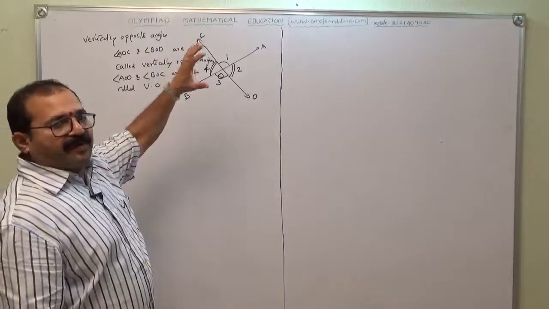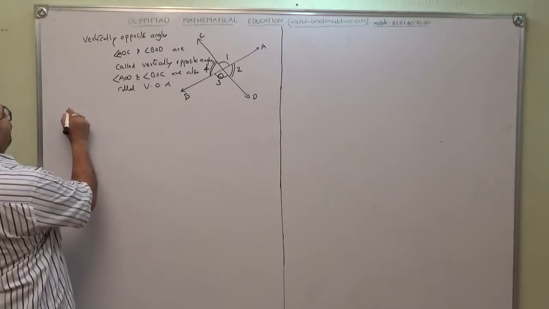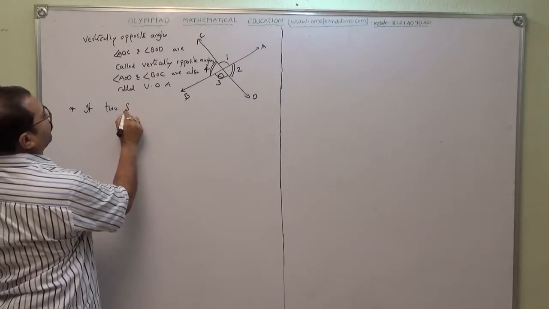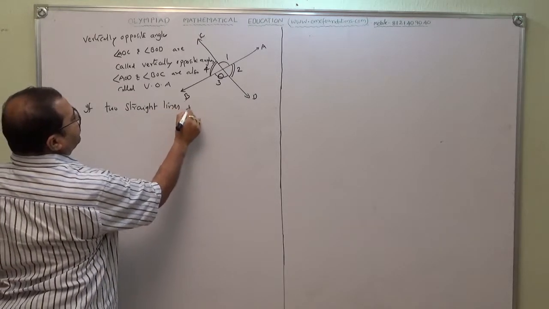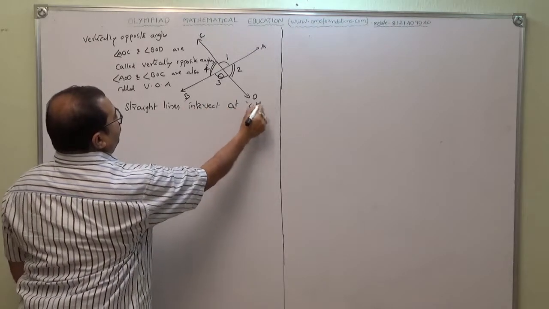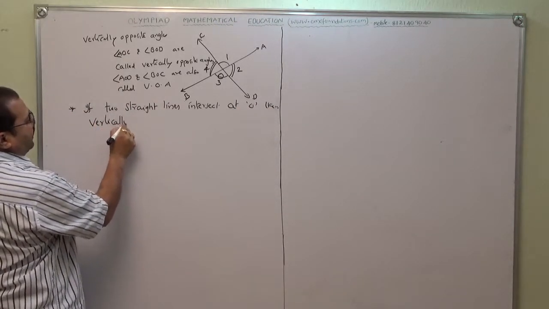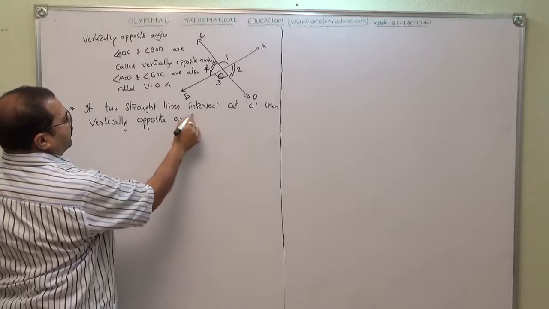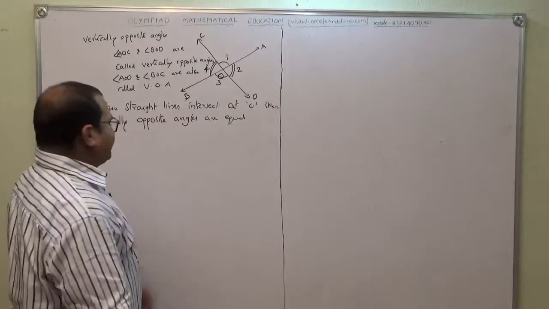Now let us prove the theorem, that is, vertically opposite angles are equal. So what is the theorem? If two straight lines intersect at O, then vertically opposite angles are equal. This is the theorem.